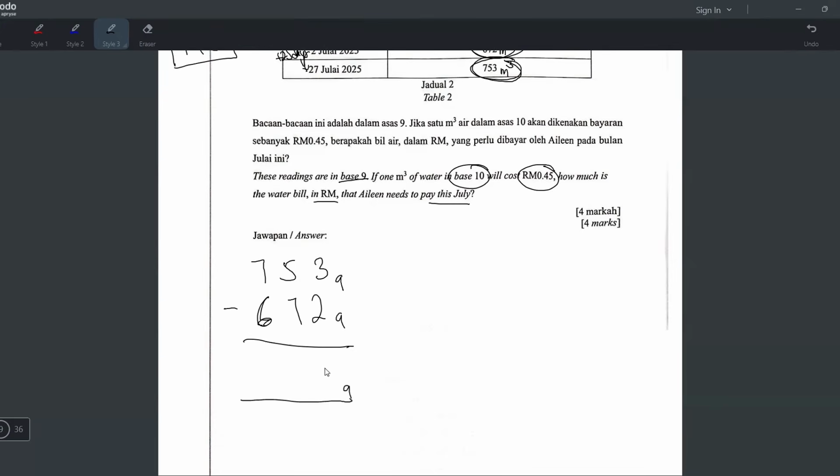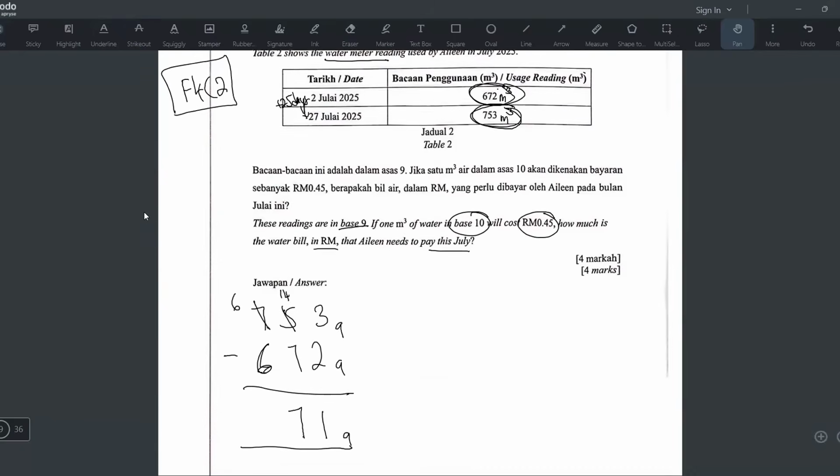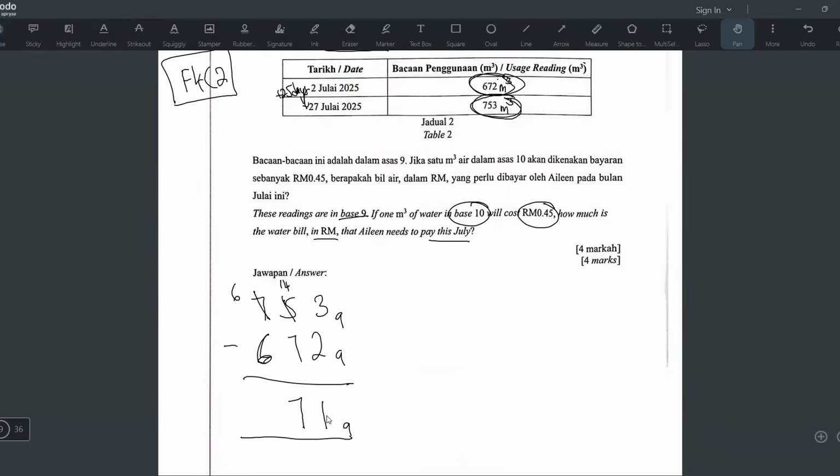Okay, 3 minus 2, no problem, dapat 1. 5 minus 7, tak boleh, you kena pinjam dengan 7. 7 tinggal 6, and then you pinjam berapa sini? Sebab disebabkan dia base 9, you akan pinjam 9 sini. Yeah, for base 9 is macam tu. So when you pinjam 9, the 9 have to plus with the 5. Yeah, because it's 5 here, and then you pinjam 9, so 9 plus 5, you get 14 here. Okay, and then 14 boleh tolak 7 sekarang, dapat 7. And this is the amount of usage, dia dah guna 71, and 71 is base 9, so you kena baca dia sebagai 71 base 9 in meter cube.